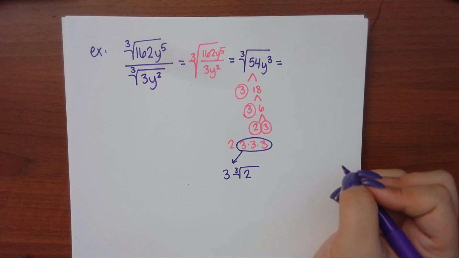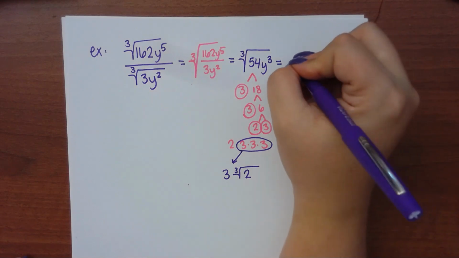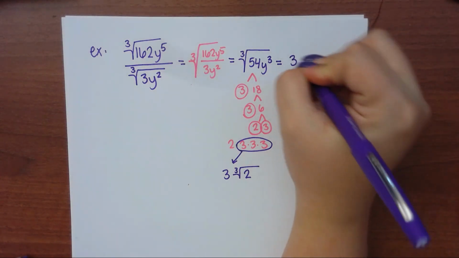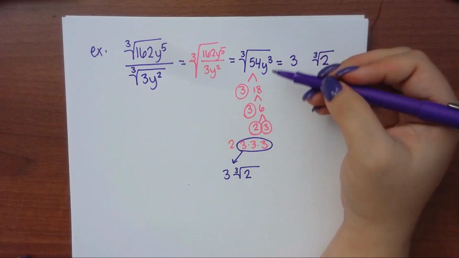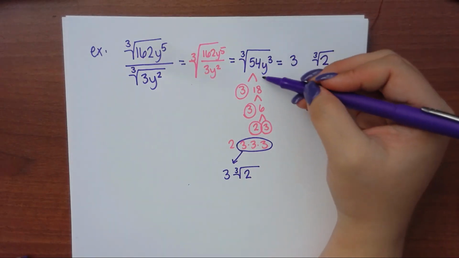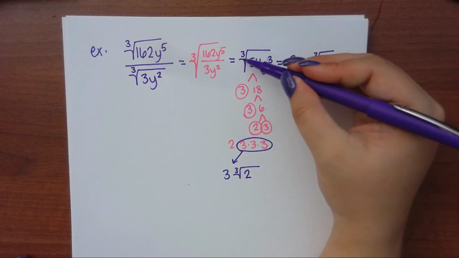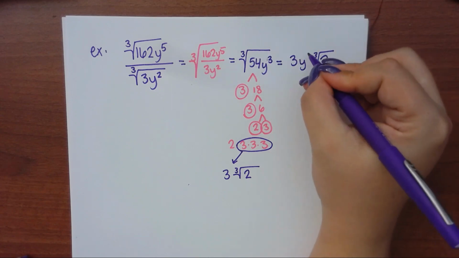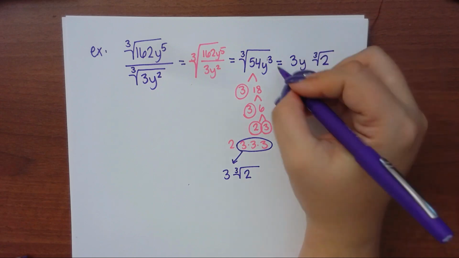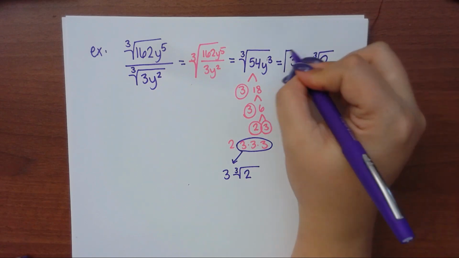So this is going to equal 3 cube root of 2. Now, we still have to do the variables. So remember, the 3 gets divided by the 3. It divides evenly with nothing left over. So 3 divided by 3 is 1. So this y gets pulled on the outside, y to the first. And that would be my final answer.